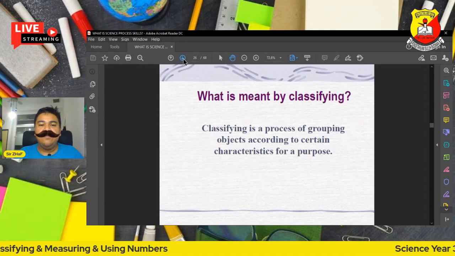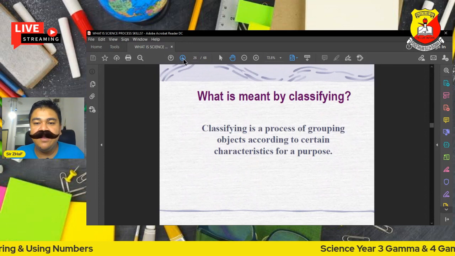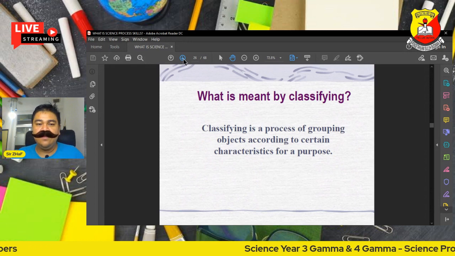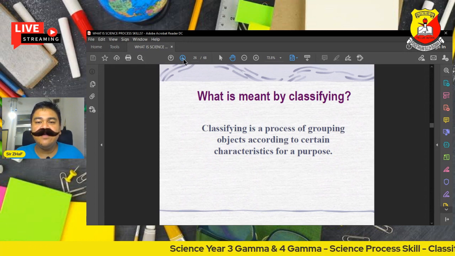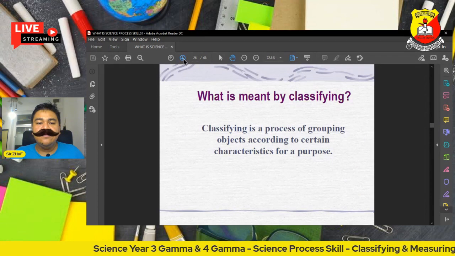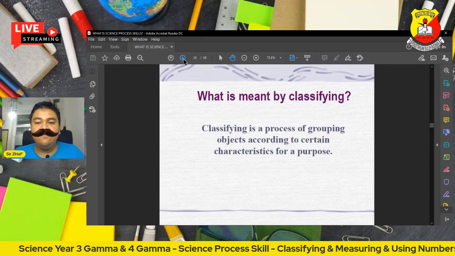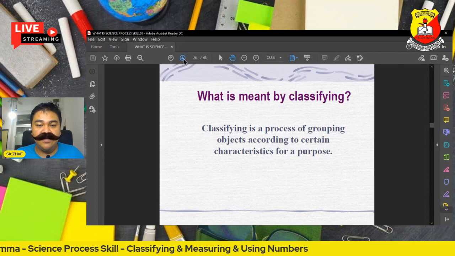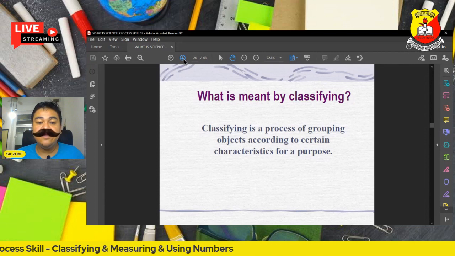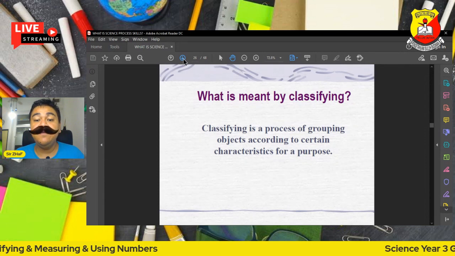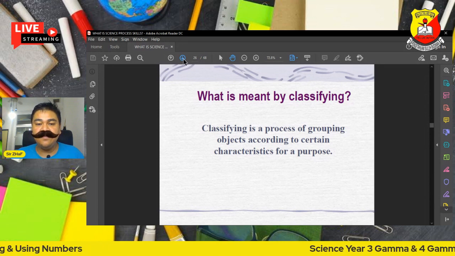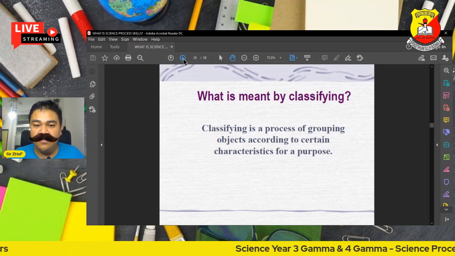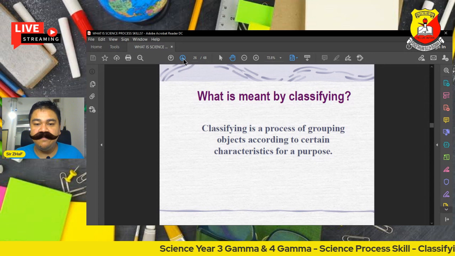Okay, so you must know what is meant by classifying. The definition of classifying is a process of grouping objects according to certain characteristics for a purpose. So first, if you want to group objects, you must know what the purpose is.